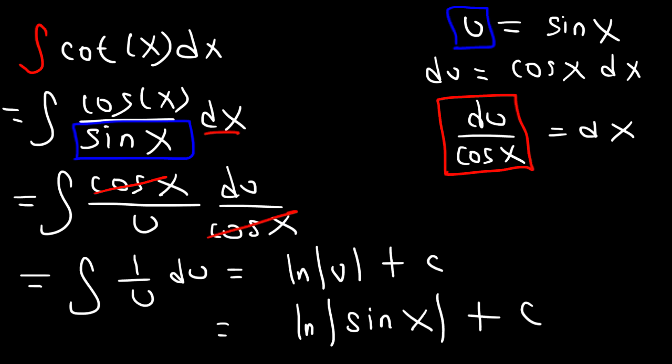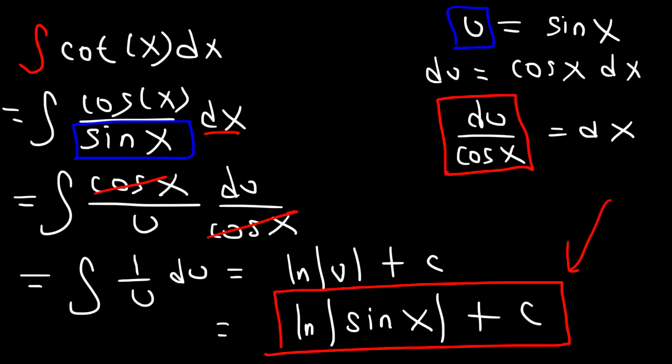Now we don't have a negative sign in front, so we don't need to modify this expression. So this is the integral of the cotangent function, the natural log of sine x plus c. And so that's it.